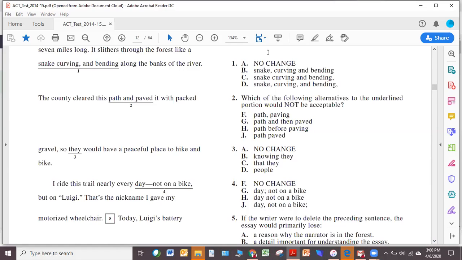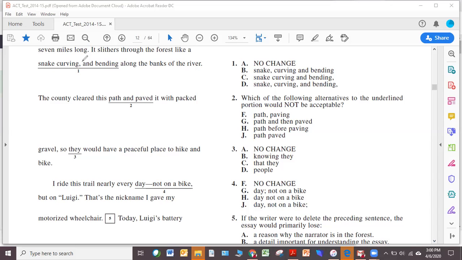one comma placement at a time, and determine if that is correct or if that is incorrect. So it slithers through the forest like a snake, curving and bending. So we know that we do not want a comma before that and, because this is a compound verb. Whatever it is, curving and it is bending. It's doing these two things and you don't want to put a comma there.